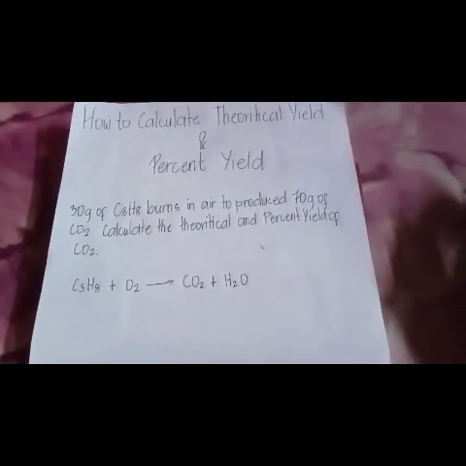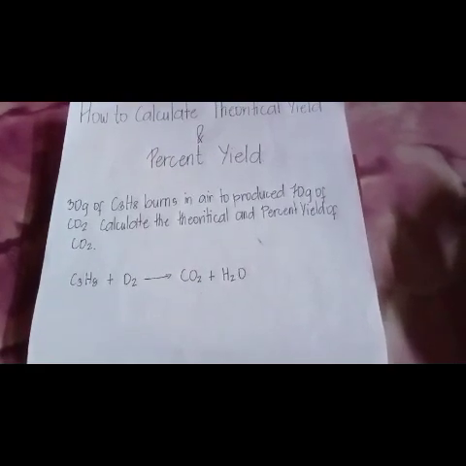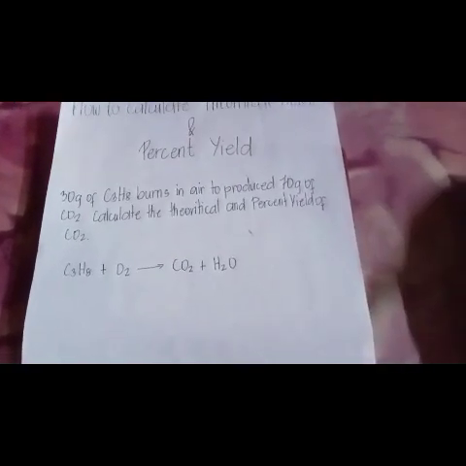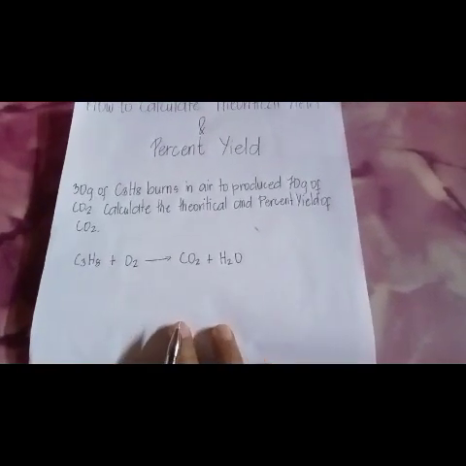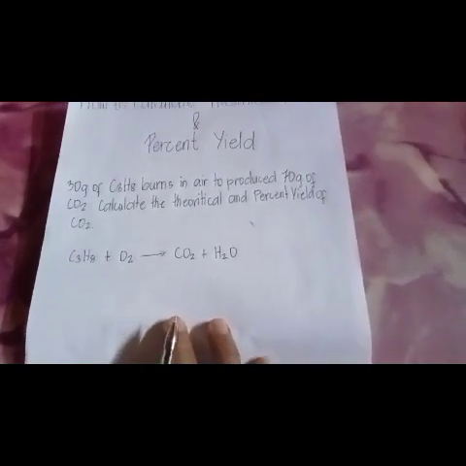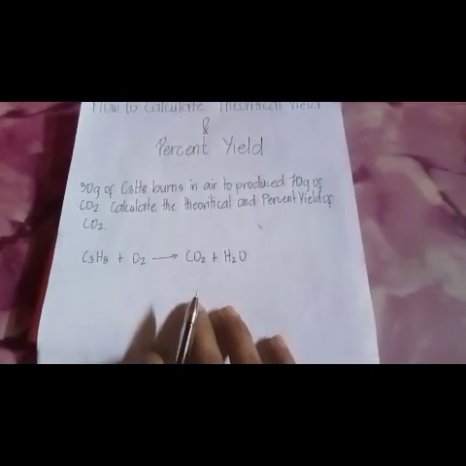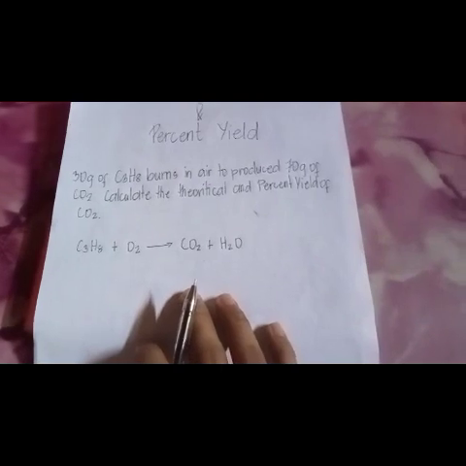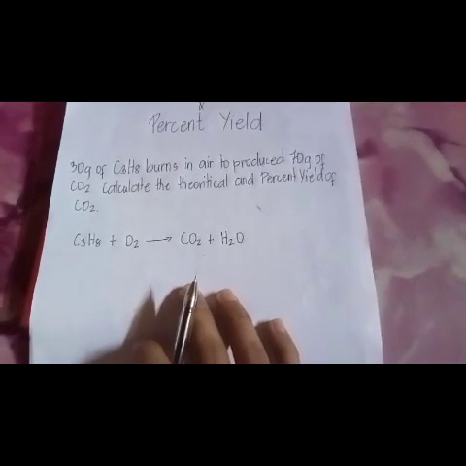30 grams of C3H8 burns in air to produce 70 grams of CO2. Calculate the theoretical and percent yield of CO2. So here I already wrote the chemical equation, so we just need to balance it. As you can see, our chemical equation is not balanced yet, so we're going to balance it first.